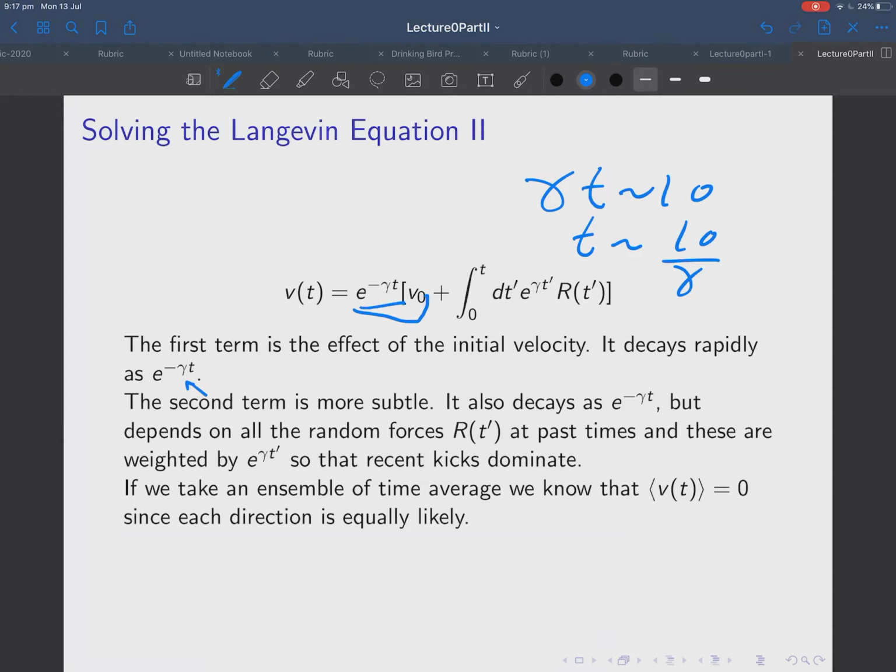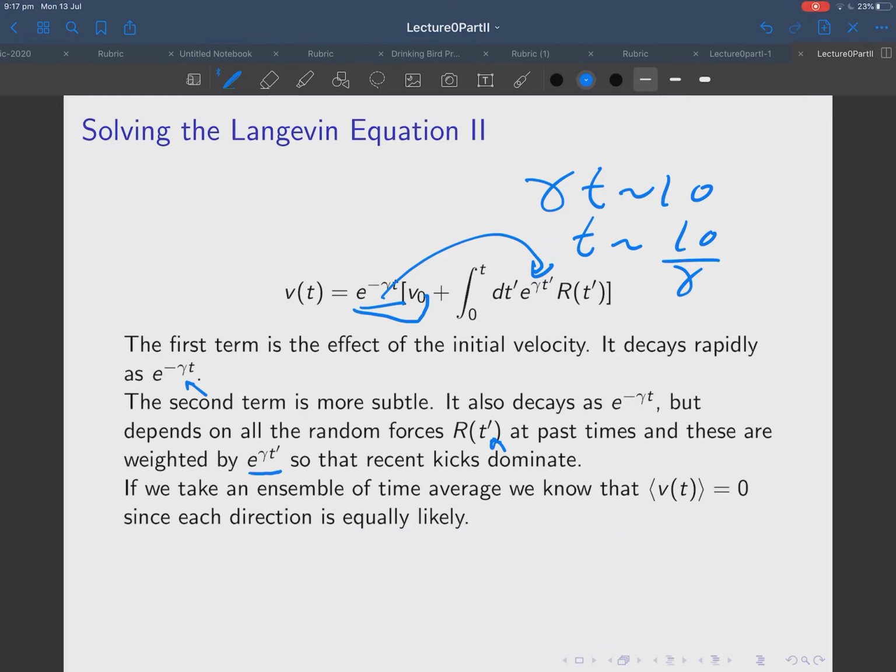The second term is a bit more subtle. It decays as e to the minus gamma t, but then it's also got an e to the gamma t in the integral. So it's got all these random kicks, random force kicks, where r of t is a random acceleration in this case, because the factor of m has been taken out. But each of these random forces is weighted by e to the gamma t dash, and so recent kicks dominate. Recent kicks have time up to t, and they're much more likely to dominate.